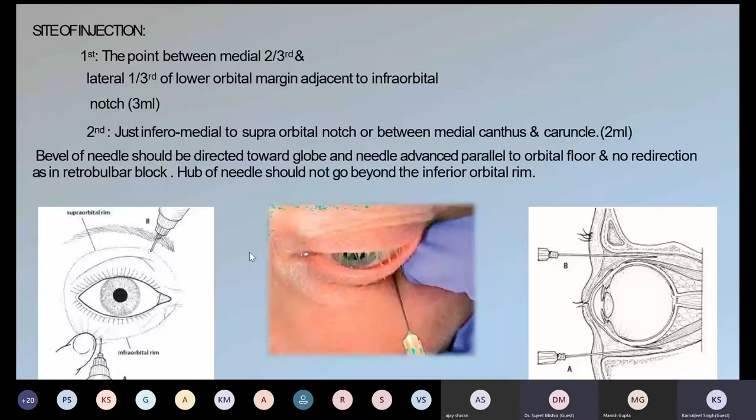Many a times residents, when the effect does not come, give even more, but it is not advised. These days what we have done is give one injection only, and the trick is that you first put some paracaine drops into the conjunctival sac, and apply some xylocaine jelly on the lid. So when you give the injection, there is no prick felt by the patient. There is no pain, and he thinks that no injection has been given.